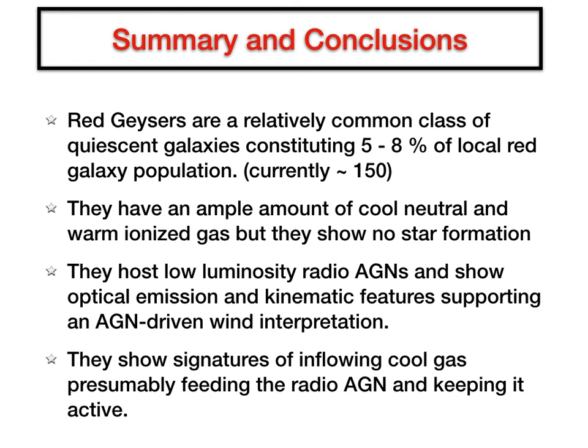So in summary, red geysers are relatively common Ori-type galaxies with an ample amount of gas, but they show no star formation. They constitute 5 to 8% of the local red galaxy population. They host low luminosity radio AGNs, and they show optical emission and kinematic features supporting an AGN-driven wind interpretation. They also show signatures of inflowing cool gas, presumably feeding the radio AGN.